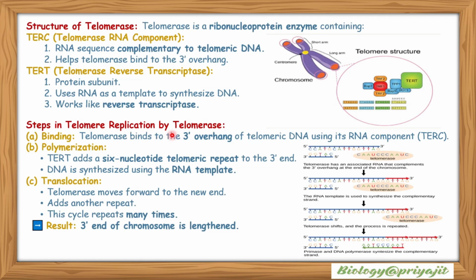Steps in telomere replication by telomerase. First of all, the binding of the telomerase enzyme with the telomere DNA. Telomerase binds to the 3' overhang of telomeric DNA using its RNA component, TERC. Then polymerization. TERT adds a 6 nucleotide telomeric repeat to the 3' end, and DNA is synthesized using the RNA template. Translocation. Telomerase moves forward to the new end and adds another repeat. This cycle repeats many times. The result is that the 3' end of the chromosome is lengthened.